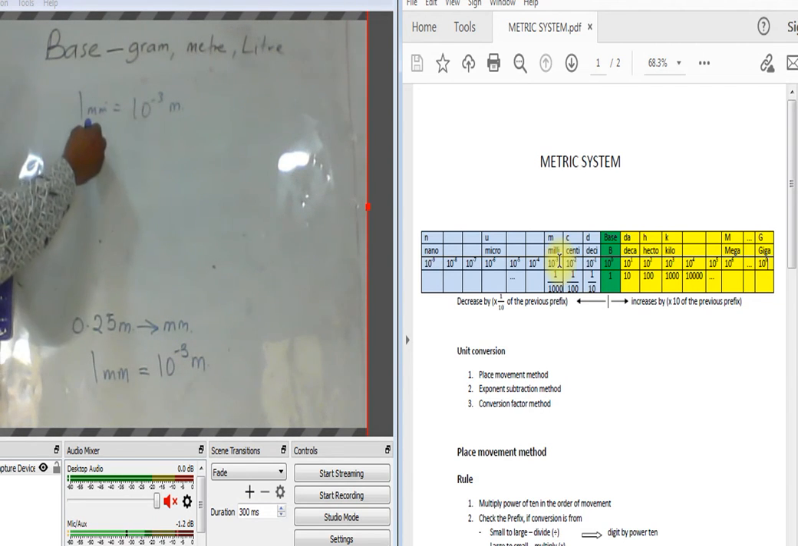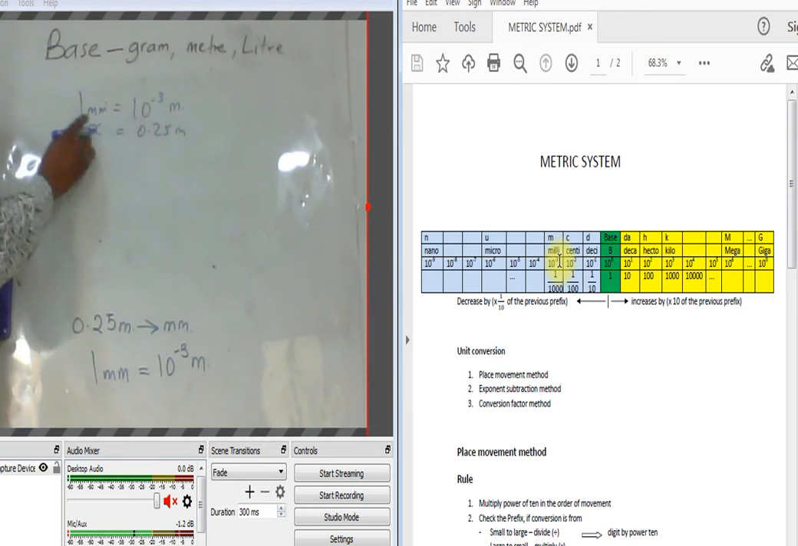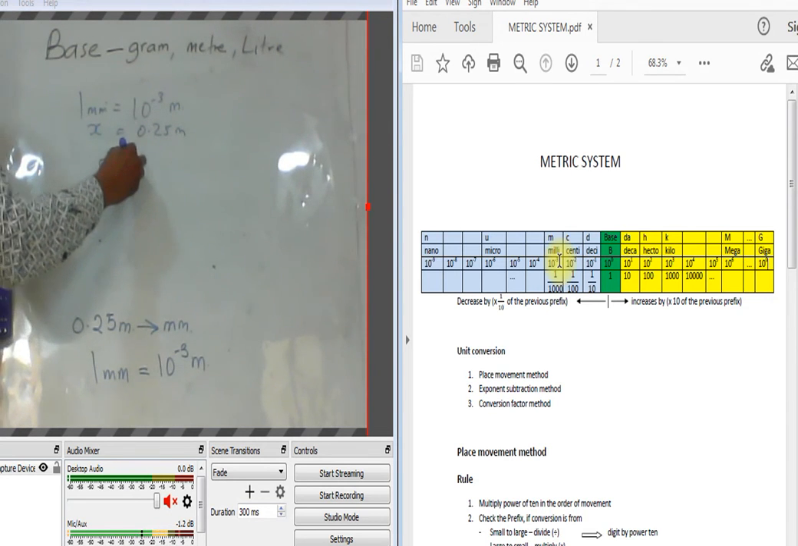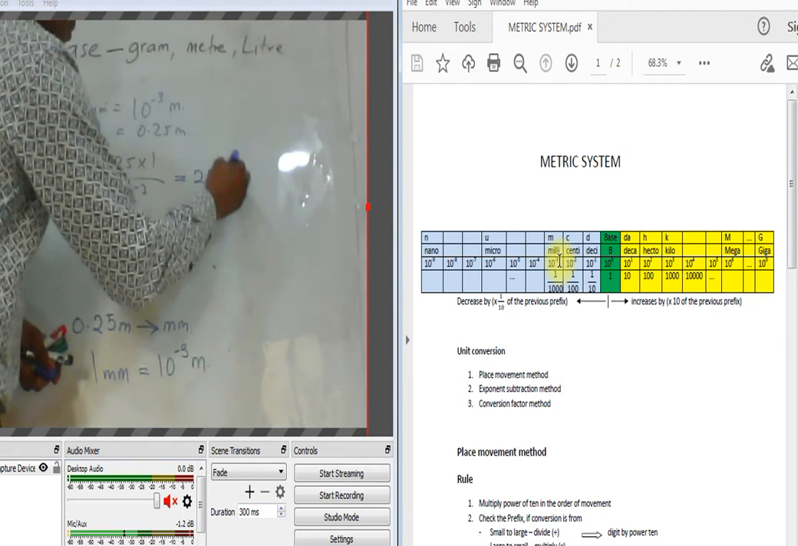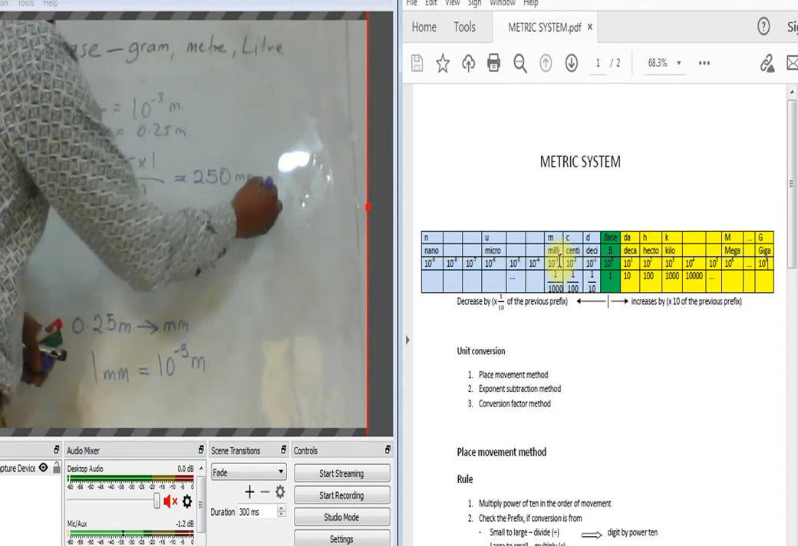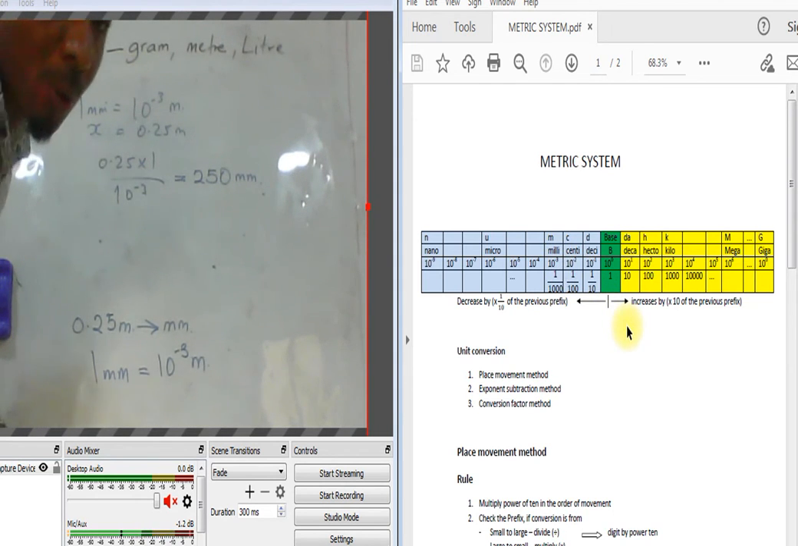It's up to you. So 0.25 meter will be what? You can compare both of them, right? So I have 0.25 times 1 divided by 10 to the power of minus 3. You can use your calculator here if you want. 0.25 divided by 10 to the power of minus 3, I have 250. Or you use the decimals, it all depends on you. 250 millimeter. Okay, that's it for the last step.